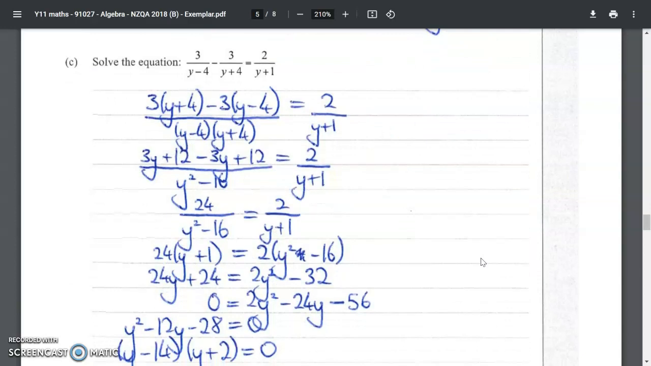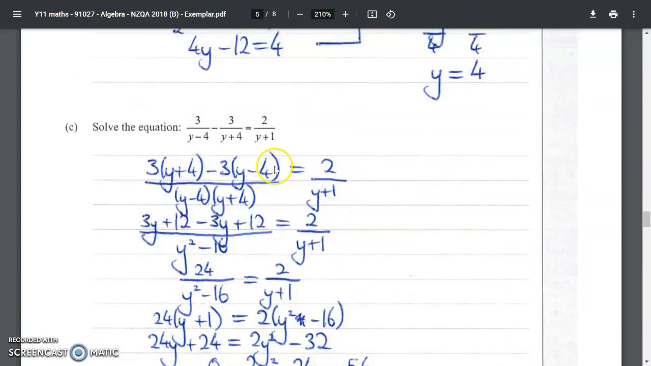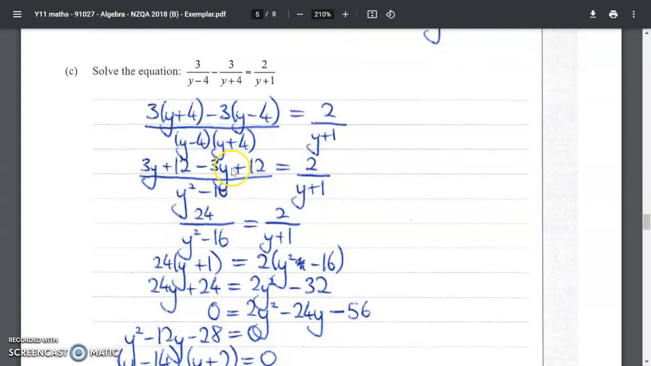Okay, next question. Bit of a tricky one here. We're going to start by, to add these two fractions, we can use cross multiplication. So we go 3 times y plus 4 minus 3 times y minus 4. And that's what I've done here. 3 times y plus 4 minus 3 times y minus 4. And we multiply the bottoms together. Y minus 4 times y plus 4, and leaving the right hand side the same. Simplifying on the left, we get this. And further simplifying, we get this.